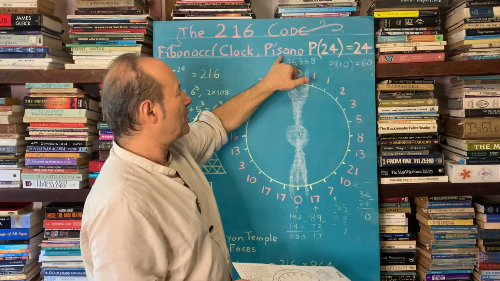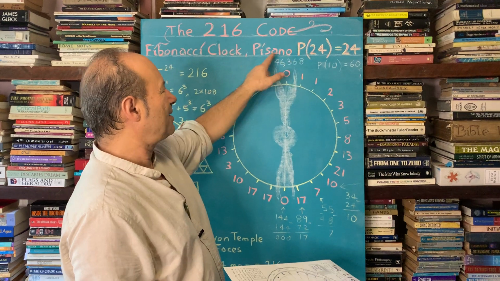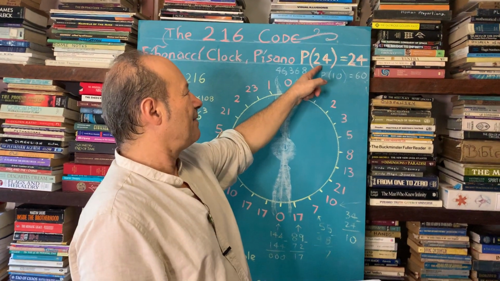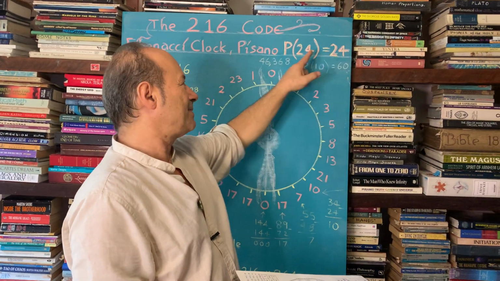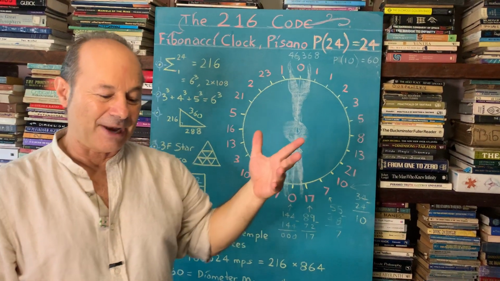Now, to show you this 216 code, it's hidden. P is for Pisano, but something about the 24 Fibonacci numbers gives a length or cycle of 24. So we say P24 equals 24. It's like we're learning another language.